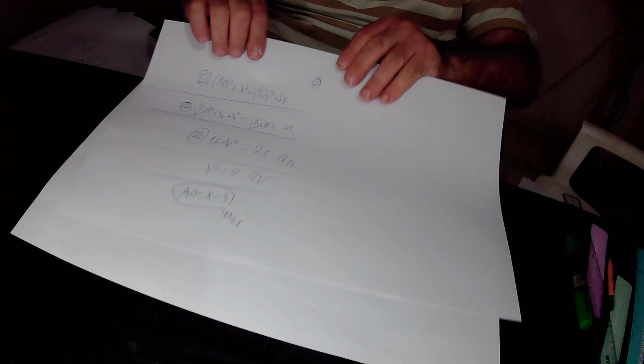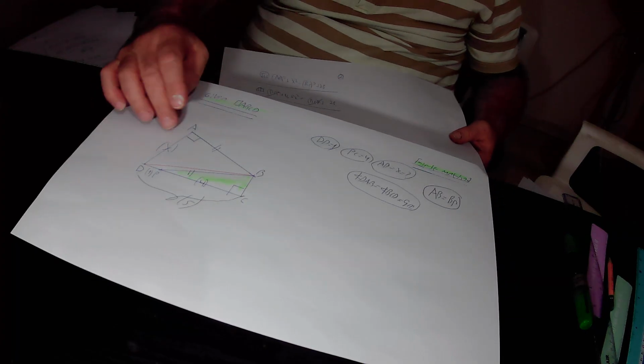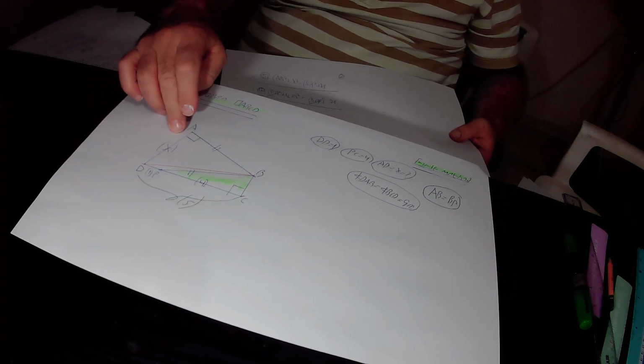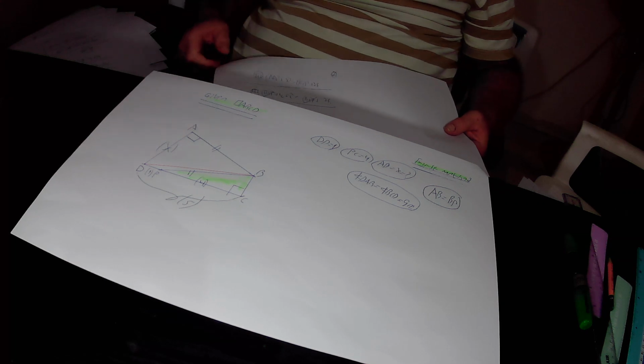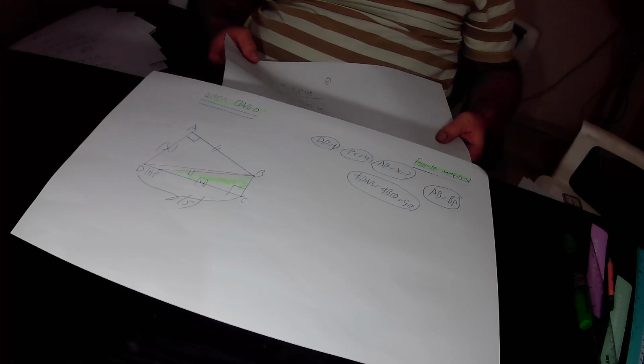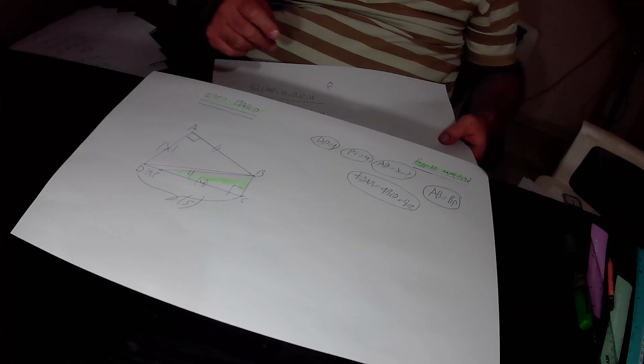So according to the first method, the length of this line element AD, which is x, equals 3 units. The next step is the solution according to the second method of this question.